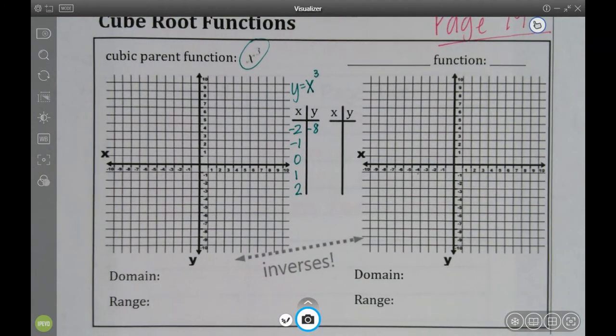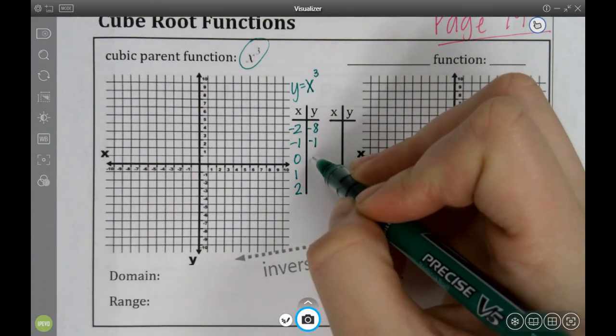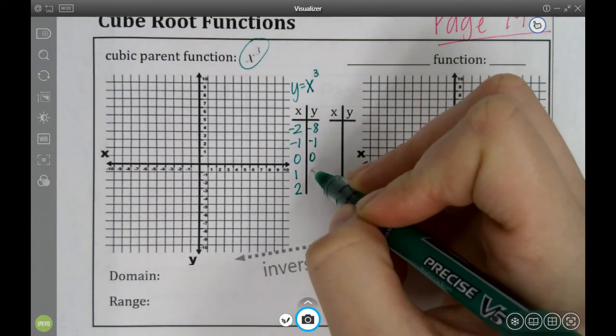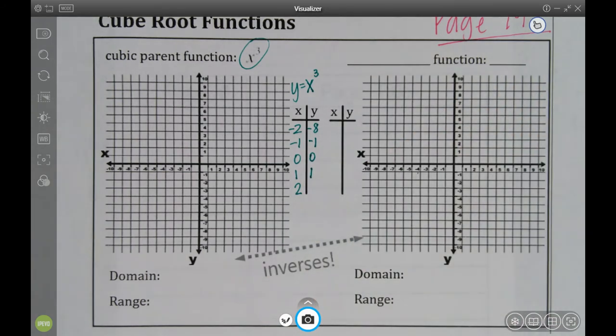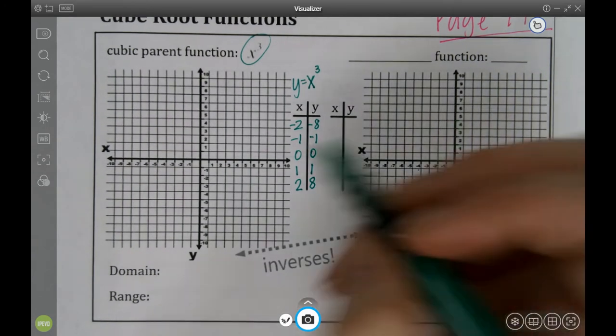Okay, what is -1 cubed? -1. What is 0 cubed? What is 1 cubed? What is 2 cubed? 8. Okay, let's plot those points. See what kind of strange graph we get.